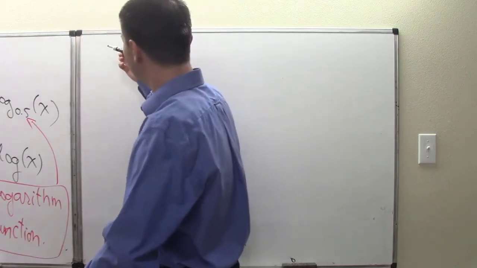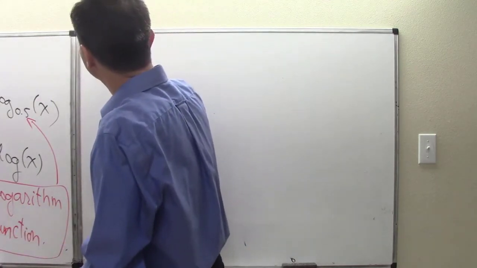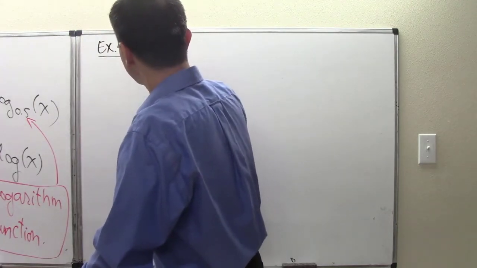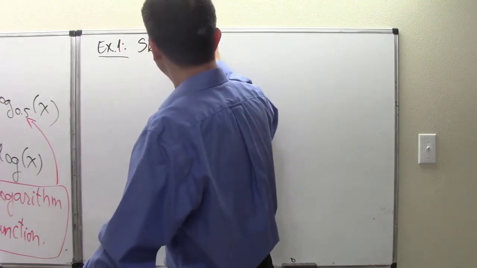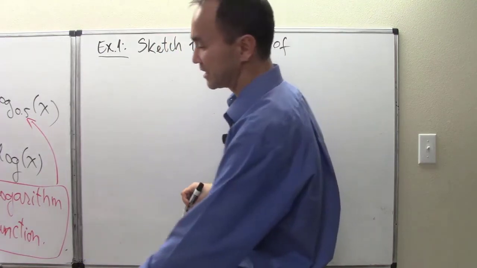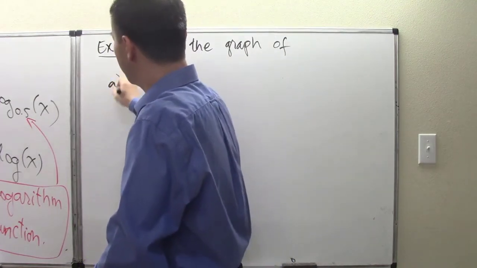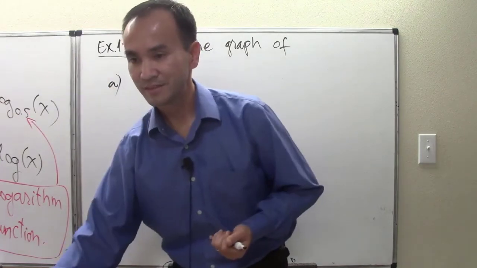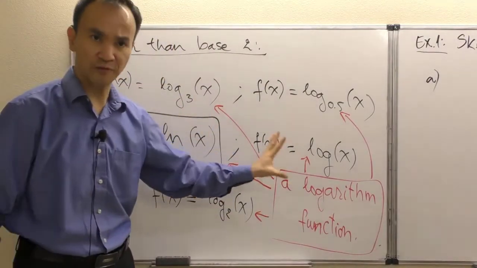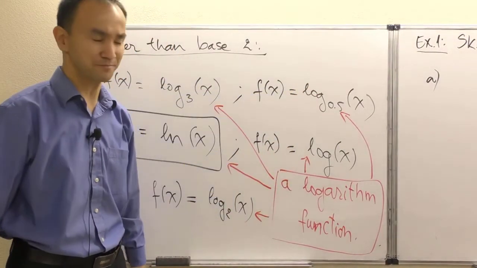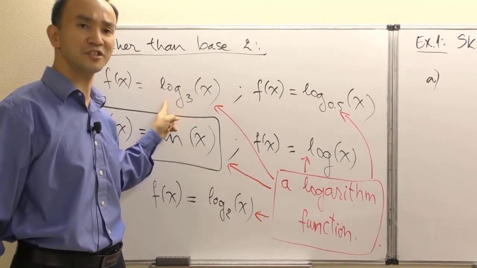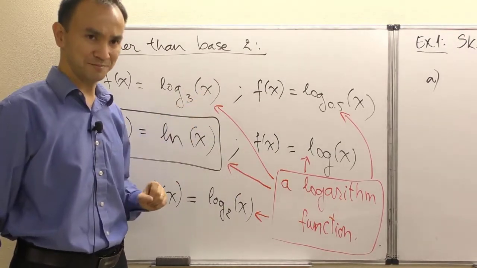So for this, let's call that example 1. In example 1, let's sketch the graph of problem A right here. Among the list of those logarithm functions that I have here, and these are just a few of them, there are a lot more out there, but among the list that I have here on my board, let's sketch the graph of this function, log base 3 of x.